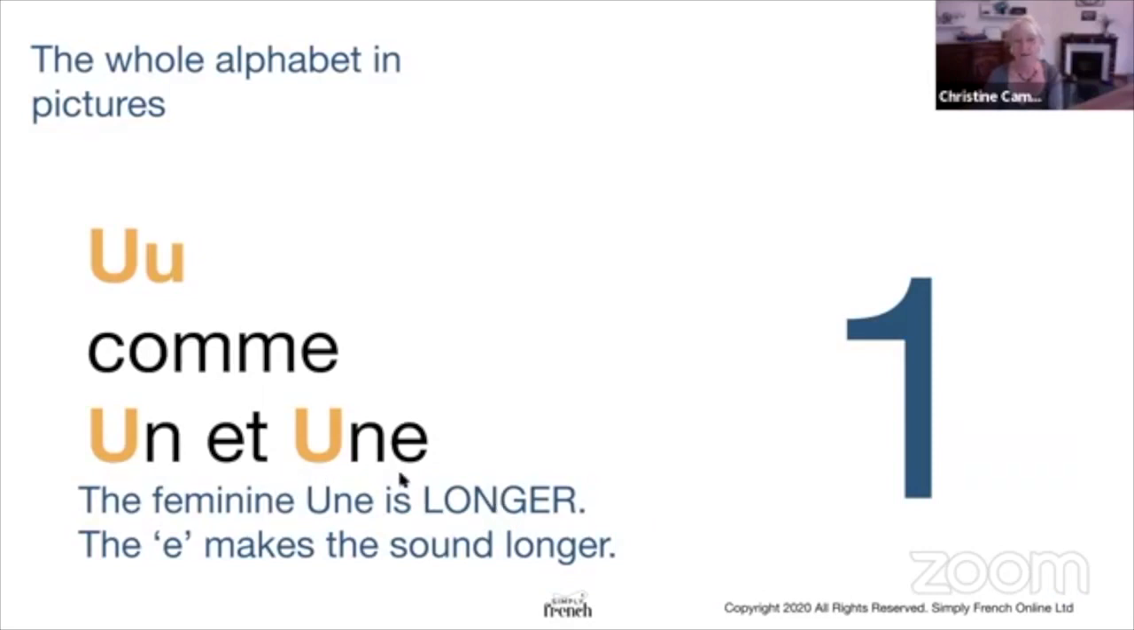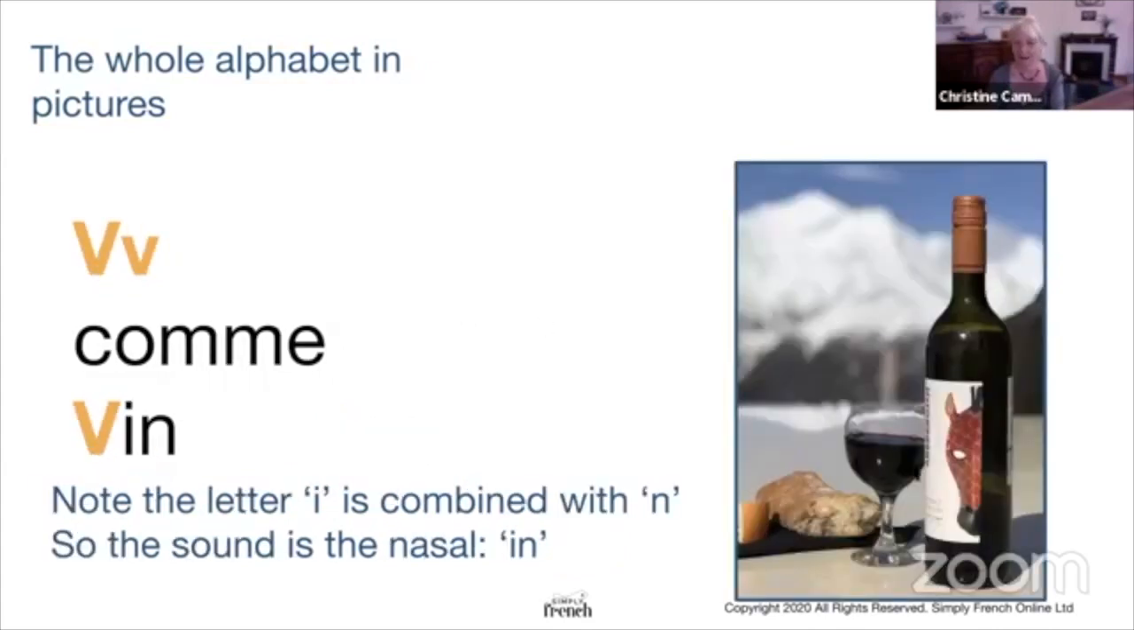U comme un and une. Quite different. Now, the feminine lengthens the vowel sound in the words. So you will have un, and the same with the color brown. If something is masculine and brown, you will say brun. And if it's feminine, it will be brune, it's much longer. And the E makes the sound much longer.